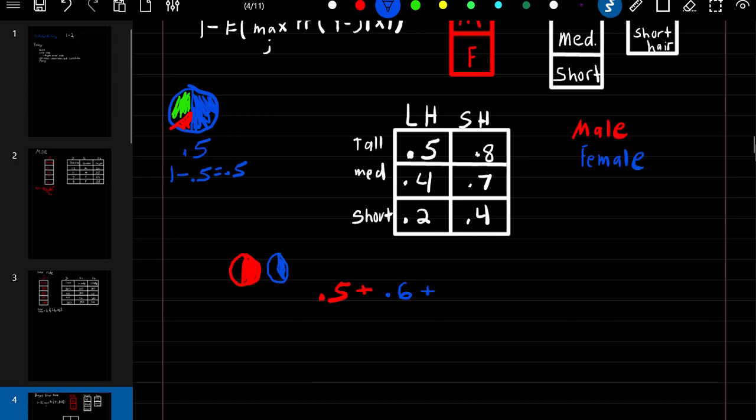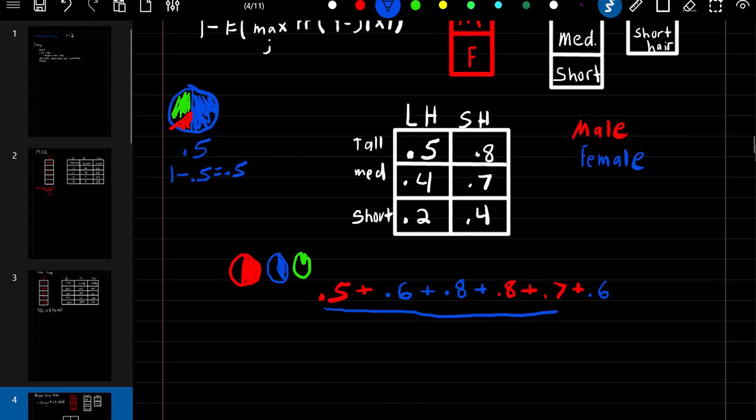Now if they're long hair and they're short, there's only a 20% chance to be a male. So we would guess female, and we would be right 80% of the time. So now if we do the same for the other side, 80% chance to be a male, so we're going to guess male. 70% chance to be a male, so we'll guess male. And this one only a 40% chance to be a male, so we're going to guess female.